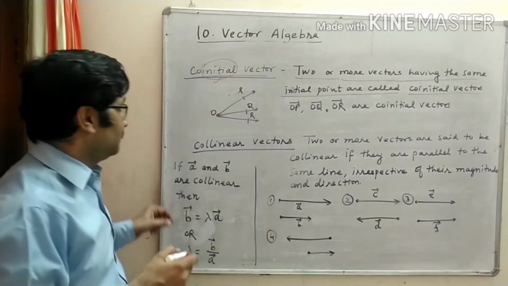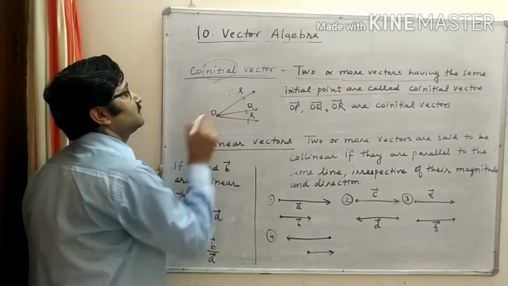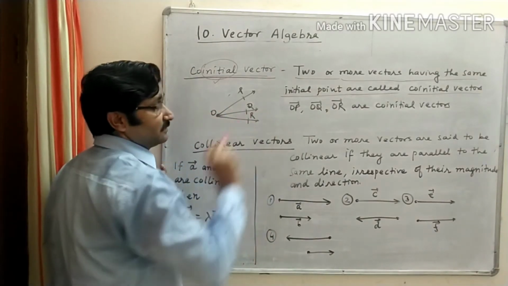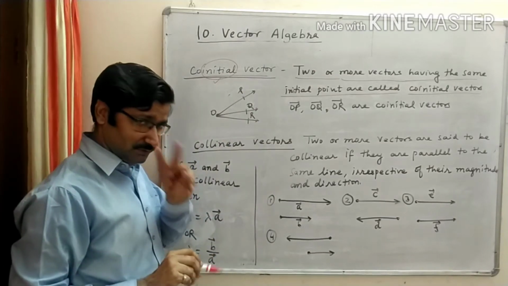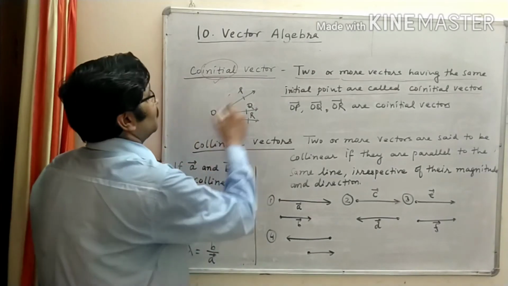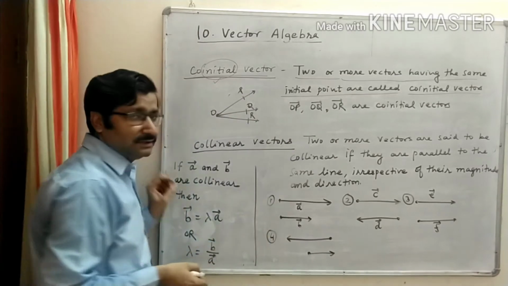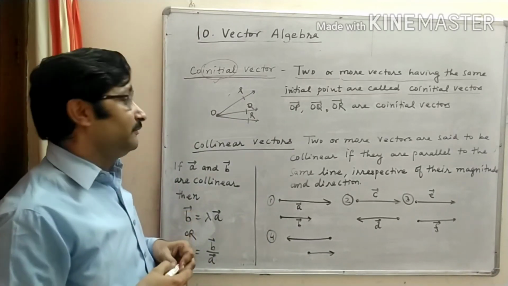Here you can check the example. Here this initial point is this O, and we have many vectors, minimum 2, more than 2 maybe also. So OP, OQ, OR, these are the co-initial vectors.